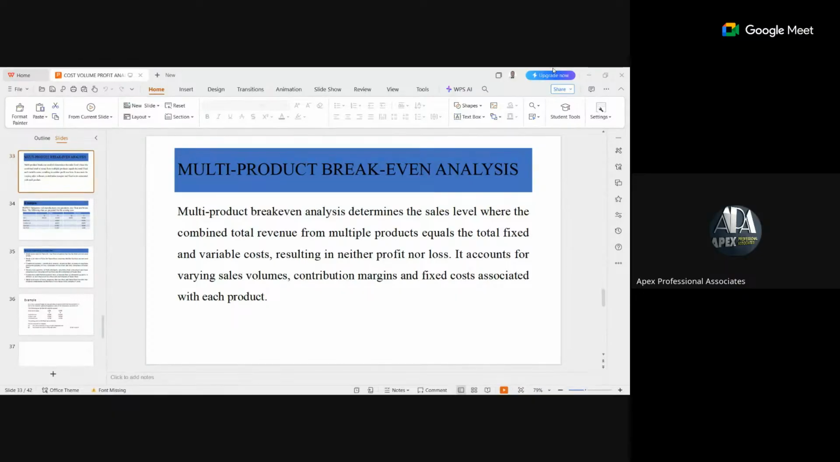And also, sales mix can be in the form of whole numbers. You can be given sales mix expressed in the form of whole numbers. So take note of this point. Fixed cost can be given for individual products.